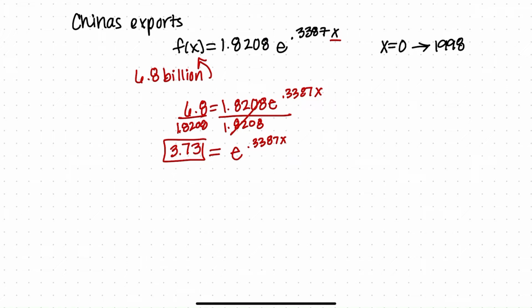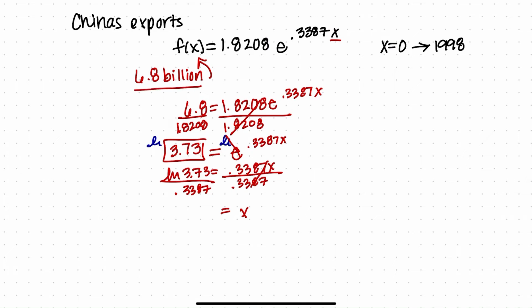Then the next thing I need to do is cancel this e. We cancel an e by ln'ing both sides. So that gives me ln of 3.73 equal to 0.3387x. And then I can divide. So the key thing that you need to know in solving this problem is how to work with your exponentials. Well, you did have to know that 6.8 was going to be your f of x. You had to divide. You had to know your inverse property on how to cancel that e.